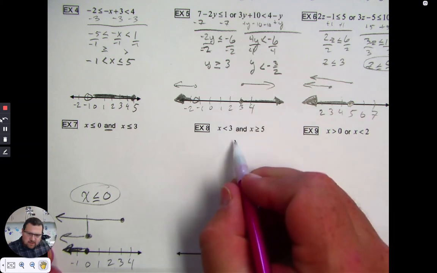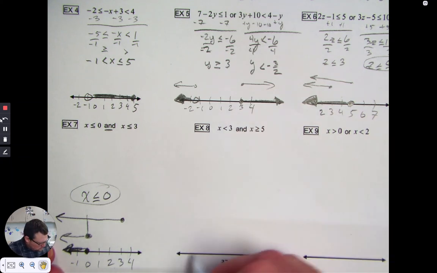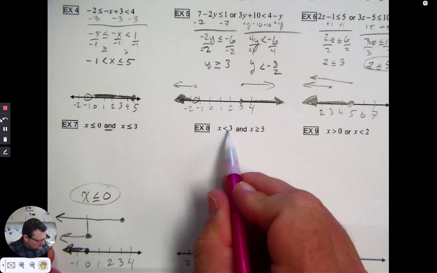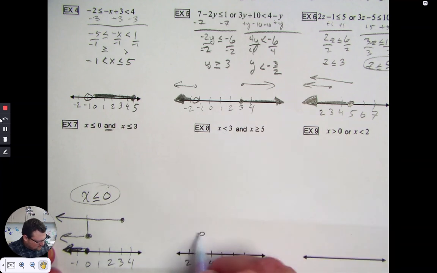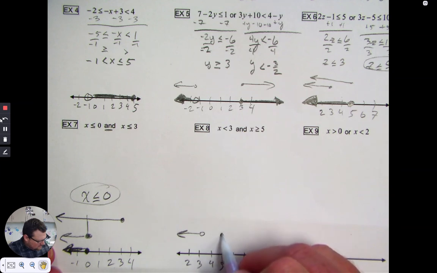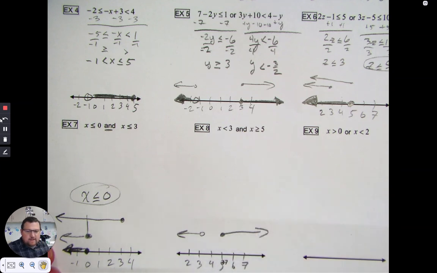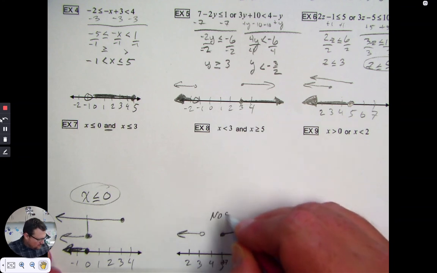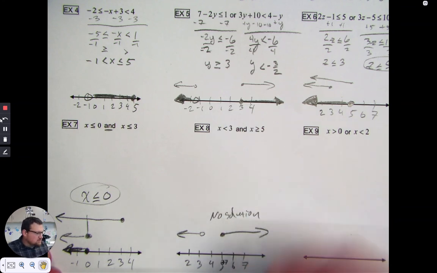Okay, number 8, again, we're at an AND, so let's get this drawn in. So 2, 3, 4, 5, 6, 7. Okay, x is less than 3 would be an open circle here with an arrow to the left. x is greater than or equal to 5 would be a closed circle with an arrow to the right. And we're talking an AND, right? So it's a conjunction, so it has to go with both of them. But we have nothing that goes with both of them. So the answer is just simply no solution. Okay, and there is nothing to graph because there's no solution.